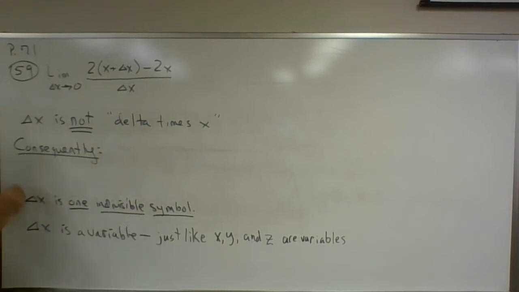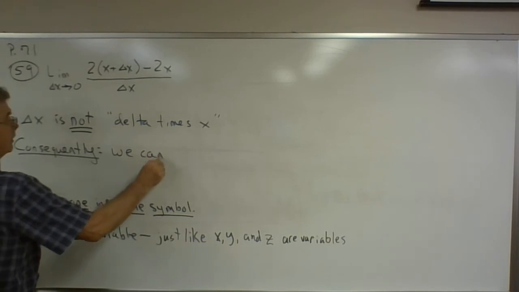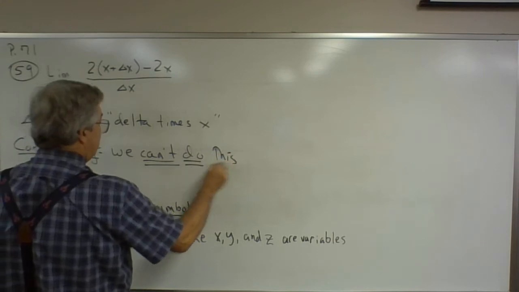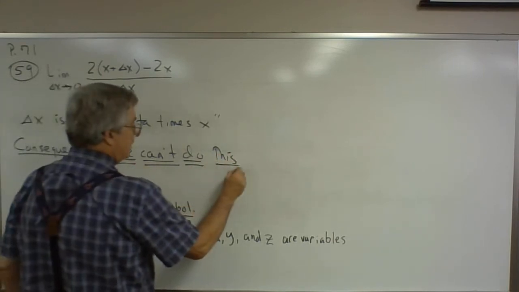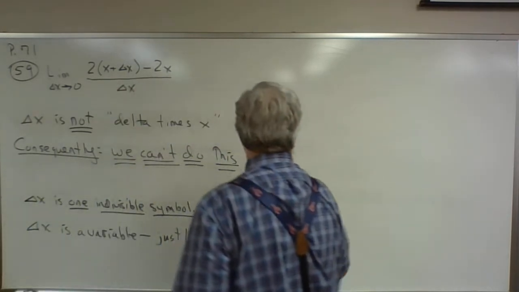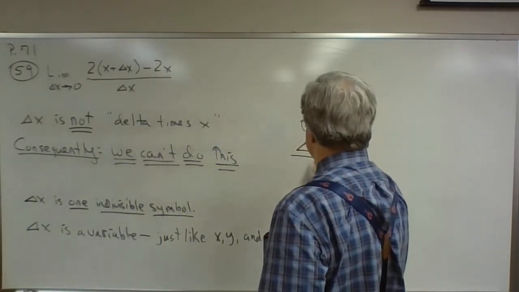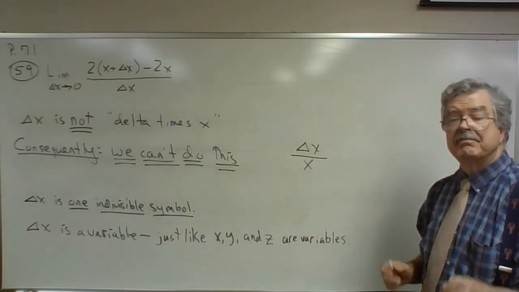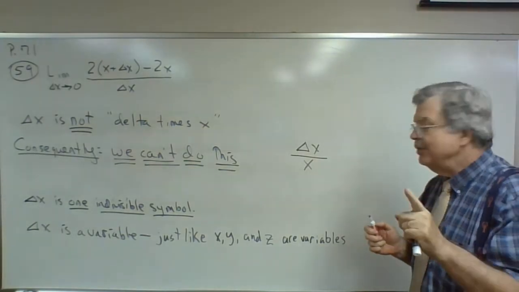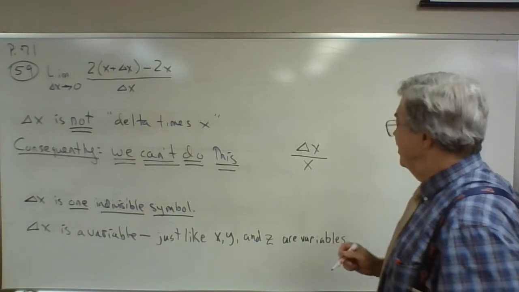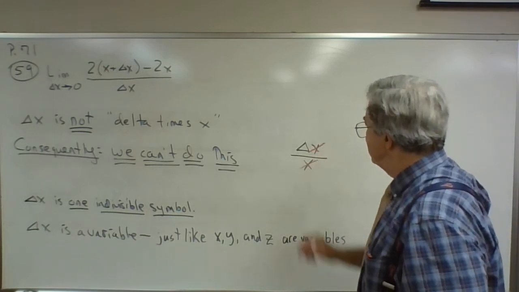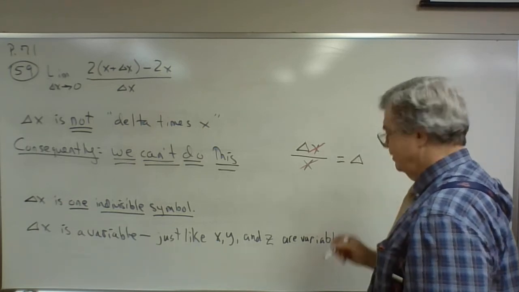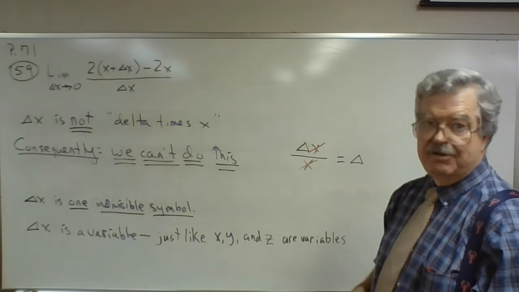And because of that, if we have delta x over x, we can't do what I'm about to do. Oh, x up top, x on the bottom, I'll cancel both of them, and that gives me delta. We can't do that.